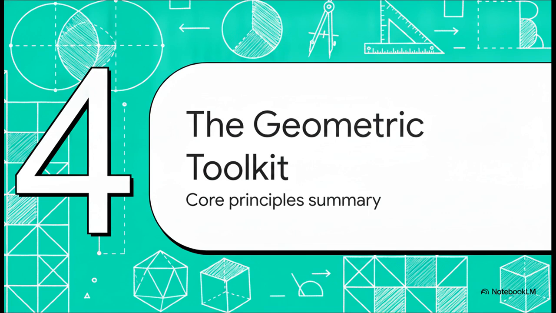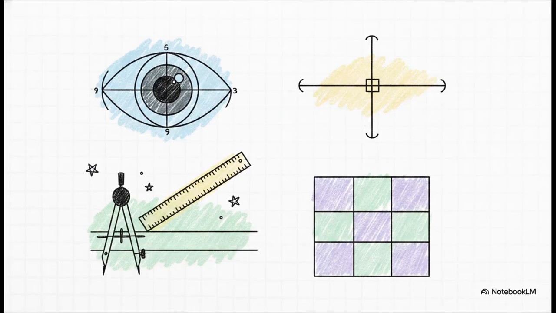Section 4. The Geometric Toolkit. Core Principles Summary. It's time to step back and briefly recap the core principles we've unlocked today. We learned that simple bisection creates the foundation for perfect symmetry when drawing complex shapes, like those artistic eyes. We found that perpendicular bisectors allow us to pinpoint exact midpoints at flawless 90-degree angles.